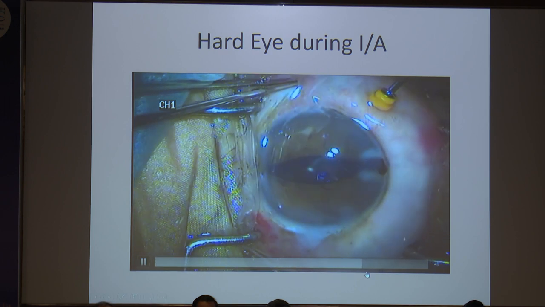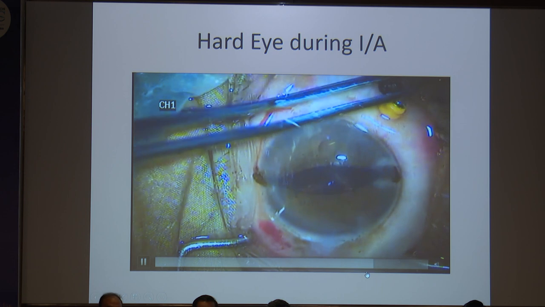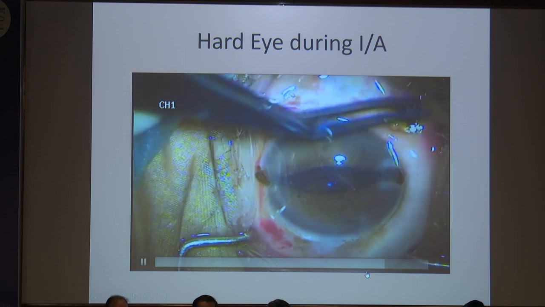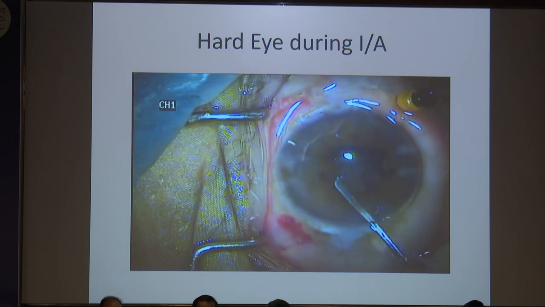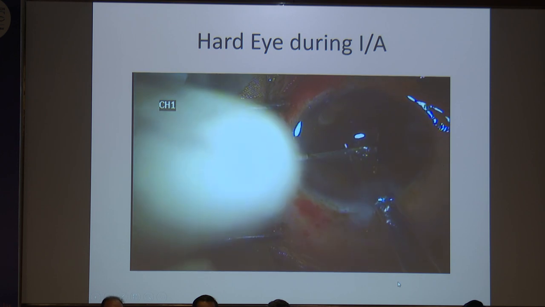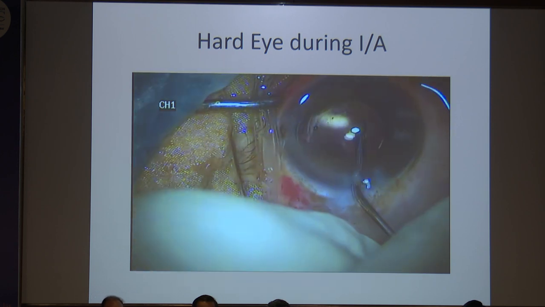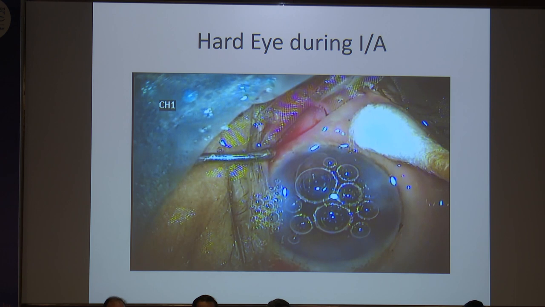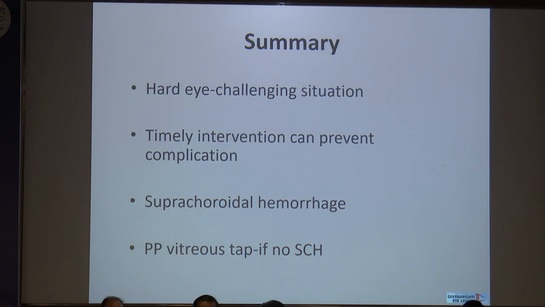So this is a very useful technique of just removing vitreous, decreasing the intraocular pressure, which is very high intraoperatively, when mannitol or any other things are not going to work. Just to summarize, a hard eye is a very challenging situation in some of the cases. Timely intervention can prevent further complications, and one has to rule out suprachoroidal hemorrhage before resorting to pars plana vitreous tap, which is very safe and very effective in such situations. So thank you very much.